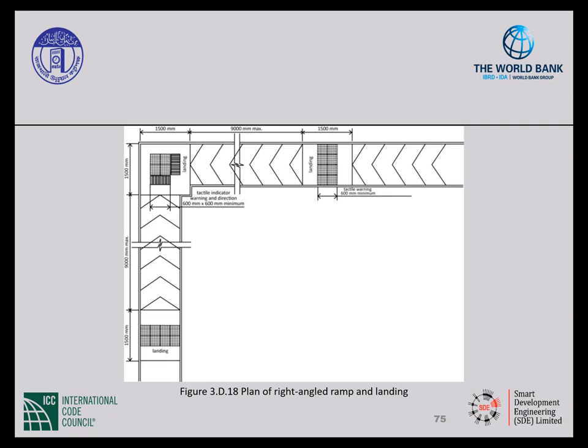However, at the change of direction, the landing shall be 1,500 by 1,500 millimeters square. Also provide a tactile warning at that landing that is 600 millimeters by 600 millimeters, which gives warning that there is a change of direction.